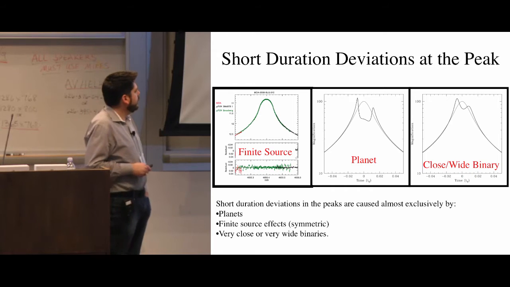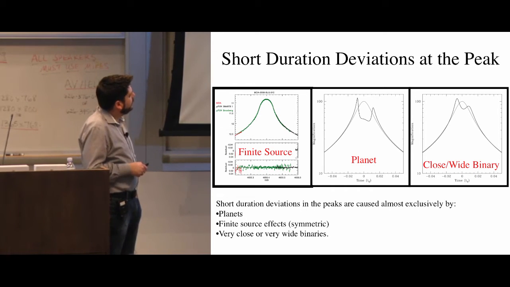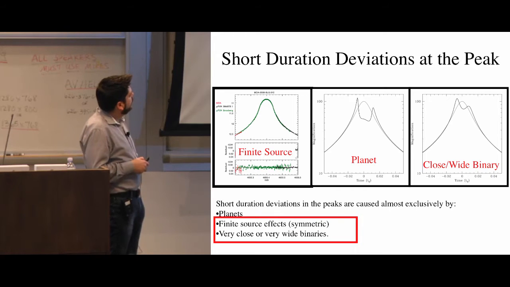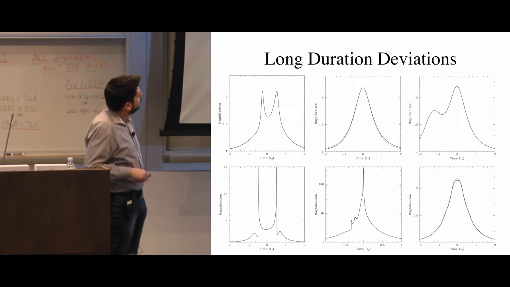So deviations during the peak can be due to these basic 3 effects. And deviations during the peak are also more likely to show existence of a third body as well. So it's rule number 4. You can have a small caustic, central caustic, or a close and wide binary.